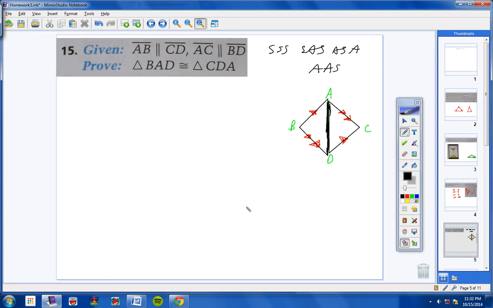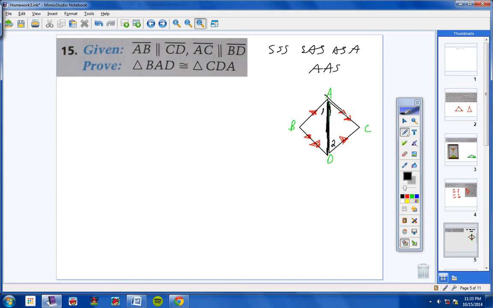Now, we know both triangles have a congruent side right here. We can see that. But we also know this, if you think about it. We have a parallel line cut by a transversal, so we know alternate interior angles are congruent. So we know this angle here is congruent to this angle here. We can state that. So we're going to call that angle 1 and angle 2.